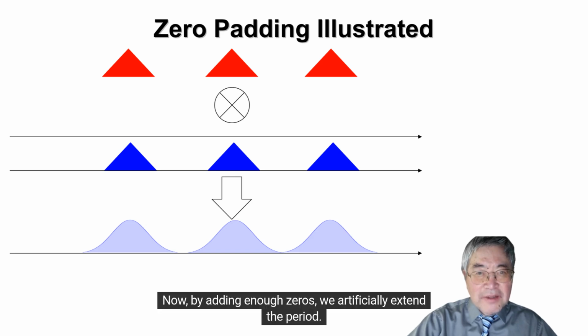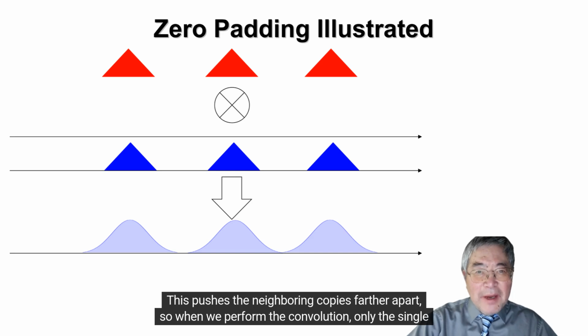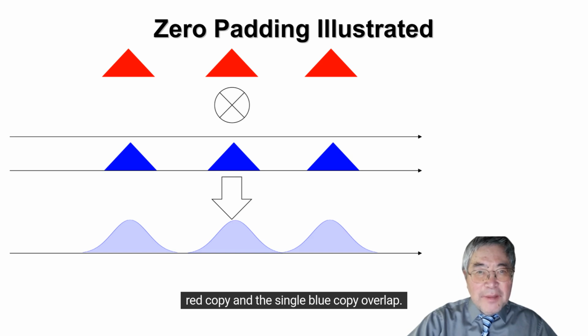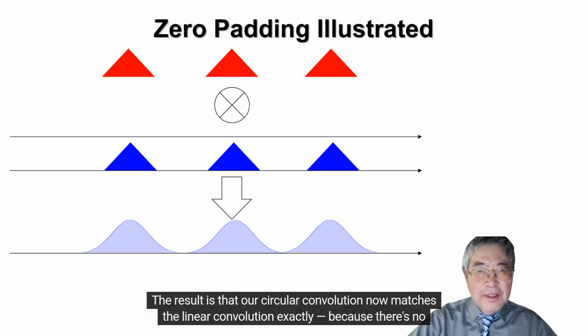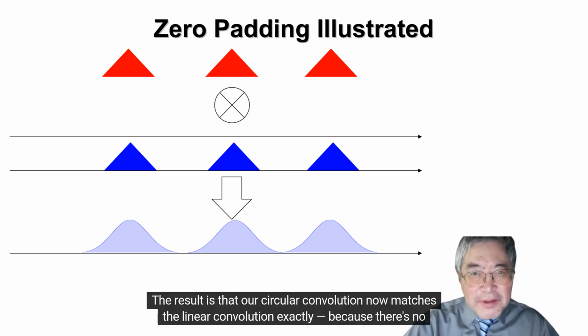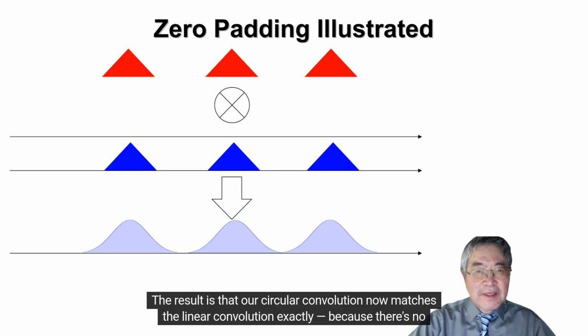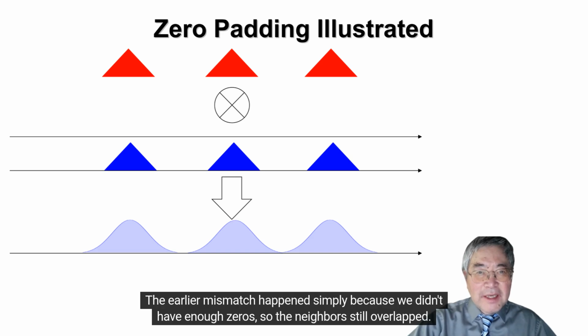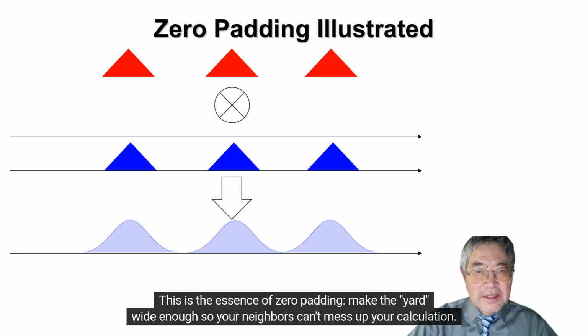Now, by adding enough zeros, we artificially extend the period. This pushes the neighboring copies farther apart, so when we perform the convolution, only the single red copy and the single blue copy overlap. The neighbors never get close enough to contribute. The result is that our circular convolution now matches the linear convolution exactly, because there's no wraparound. The earlier mismatch happened simply because we didn't have enough zeros, so the neighbors still overlapped. This is the essence of zero padding. Make the yard wide enough so your neighbors can't mess up your calculation.